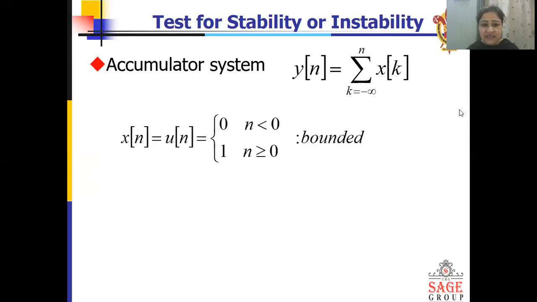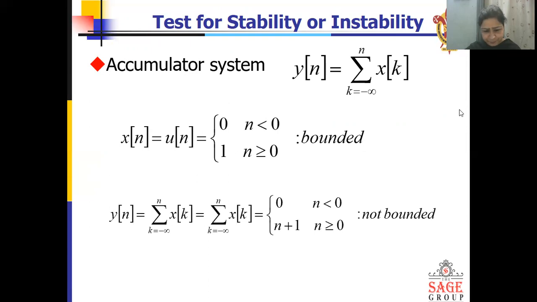Now, consider another example, say accumulator system, which is y[n] equal to summation over k from minus infinity to n of x[k]. Now, this is an unstable system because here as we add x[k] for k going from minus infinity to n, it will have to add up infinite values. So in that case, the output will not be bounded. So this system will be an unstable system.